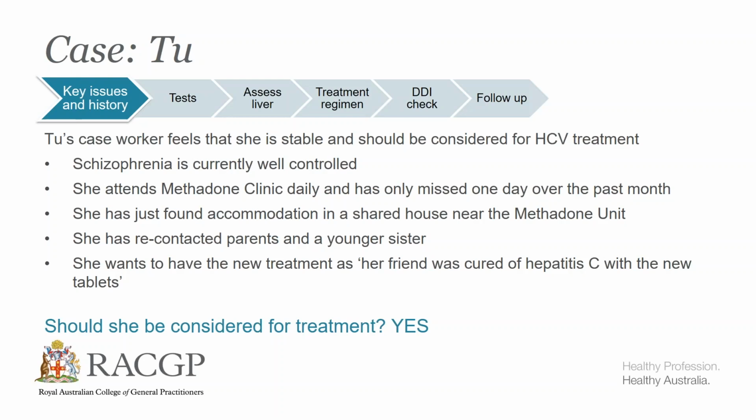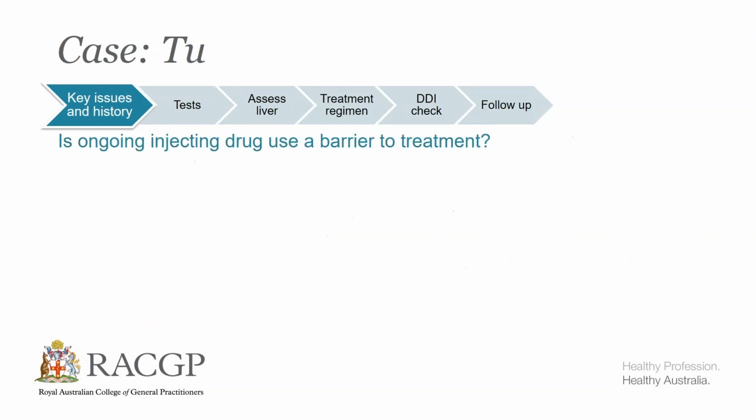There's a lot to think about, but I think she's addressing a lot of those issues that would make us concerned, and absolutely, I think she should be considered for treatment. She certainly sounds motivated to do it, and it looks like she's got some support there. So now she still admits to having injected a couple of times since she was started on methadone. Is that a barrier to treatment? No, absolutely not. Injecting drug use is, at most, a relative contraindication, it's certainly not an absolute contraindication.